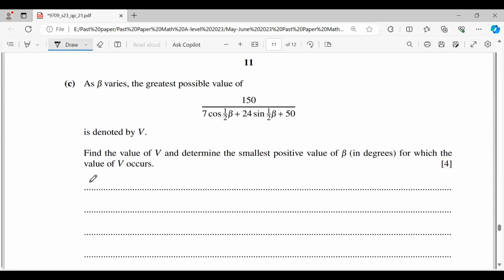7c, as beta varies, phi is the greatest possible value of this one. Okay, 150 over 7 cosine half beta plus 24 sine half beta plus 50 is denoted by phi. Phi equals these expressions. Find the value of phi and determine the smallest positive value of beta in degrees for which the value of phi occurs.